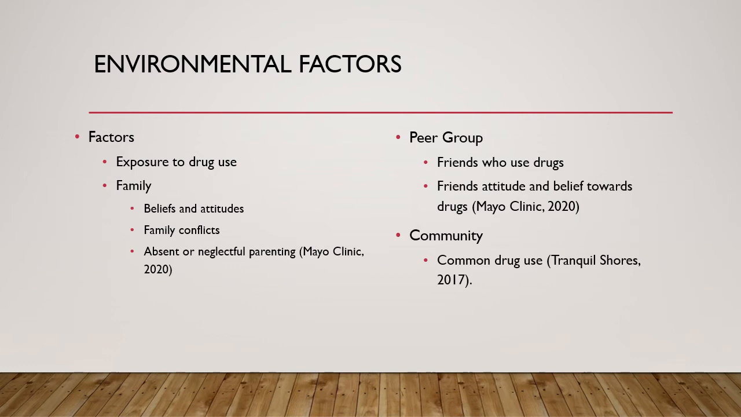One environmental factor is exposure to drug use. So here we see that if someone is exposed to drug use often, if other people are using drugs around them, whether it be family, friends, peers, neighbors, if they just see other people using drugs often, that can influence them to try drugs for the first time or to normalize this idea that drug use is acceptable. So it influences them and it makes them more likely to try or use drugs more than if they were never exposed to drug use.